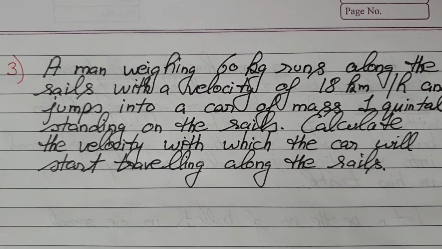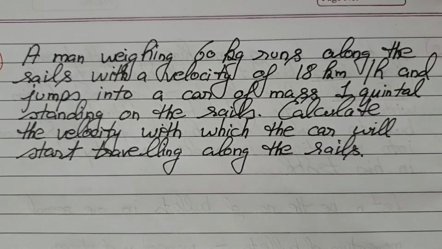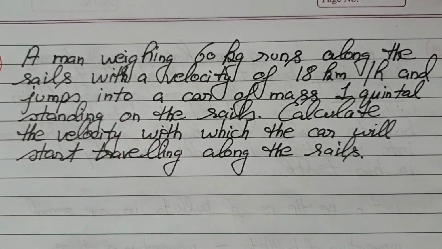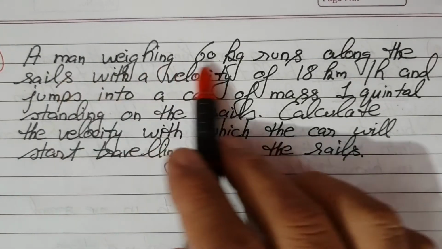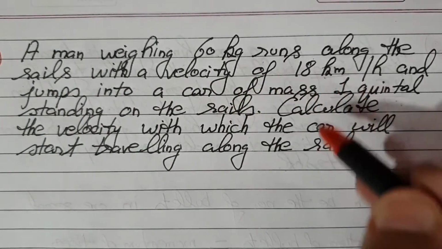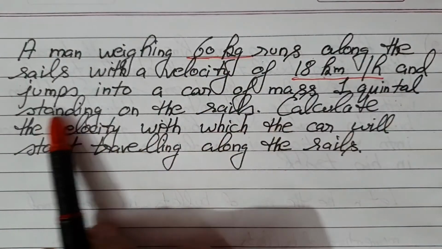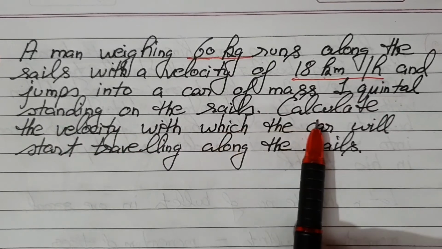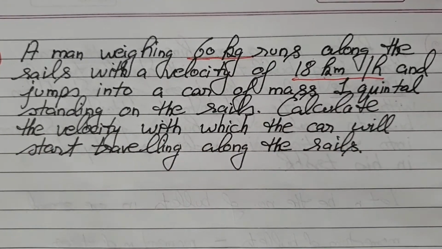Our next example: a man weighing 60 kg runs along the rail with a velocity of 18 km per hour, and jumps into a car of mass 1 quintal standing on the rails. Calculate the velocity with which the car will start traveling along the rails.